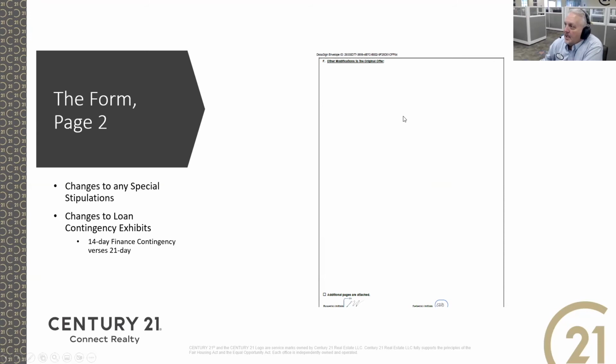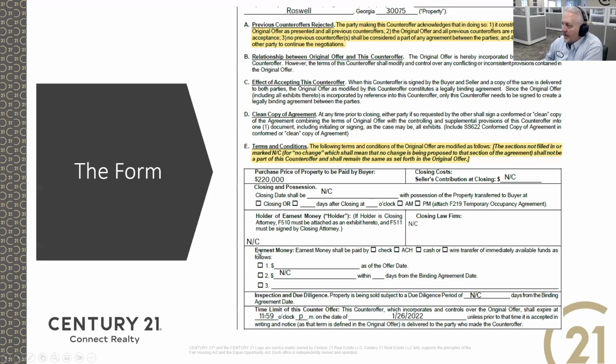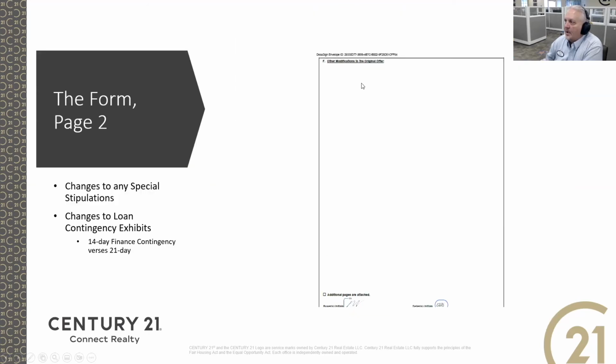Okay. So if you had any other special stipulations or anything that is being changed, you would also include that on page 2. So here would be anything like you're changing your financing contingency or something that is not right here in this part of the original document. So you would write a special stip to cover that.